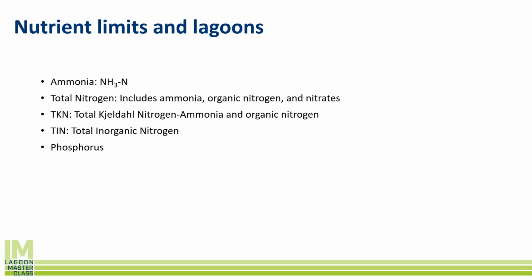We have TKN, total Kjeldahl nitrogen. In some states, we don't have ammonia limits. We have total Kjeldahl nitrogen limits, meaning that they want to look at ammonia and organic nitrogen. For example, that plant that I told you about earlier where it was really overloaded, they had 40 ammonia, but they had 140 total Kjeldahl nitrogen.